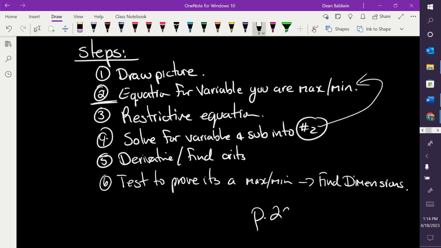So page 220, numbers 9, 11, and 19. Please.